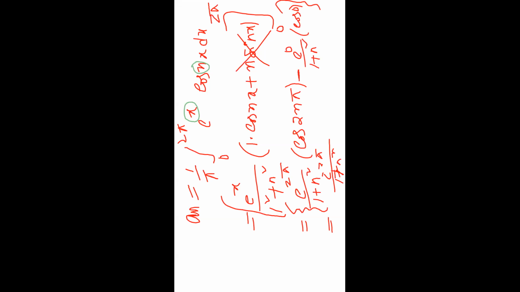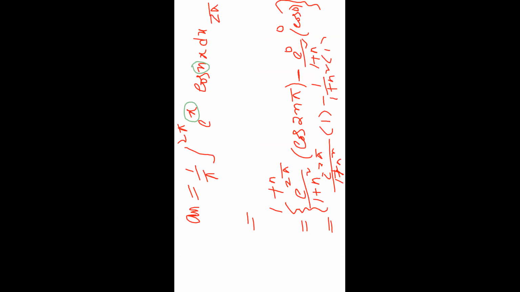cos 2n pi. The even angles of cos are 1, odd angles of cos are minus 1. So it is 1. Anything power 0 is also 1. 1 by 1 plus n square, cos 0 is also 1. So 1 by 1 plus n square is a common term of both functions. So we take 1 by 1 plus n square common on the right hand side. The remaining value of the first term is e power 2 pi and the last term is 1. This is the value of an.